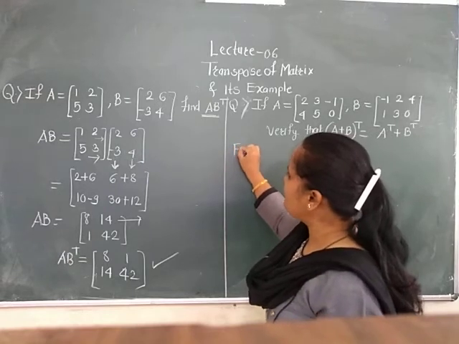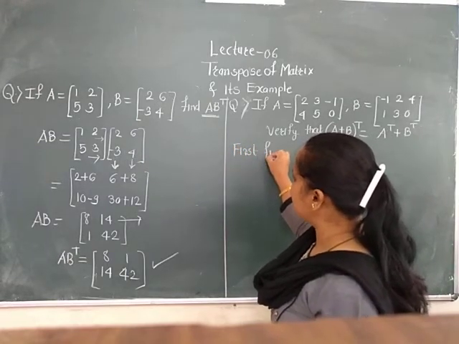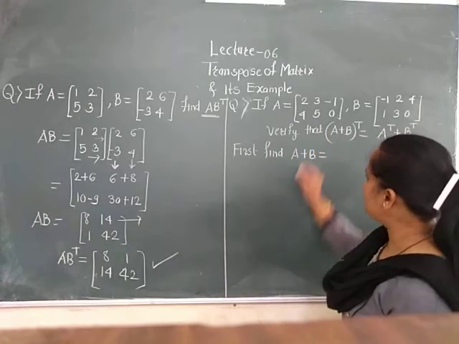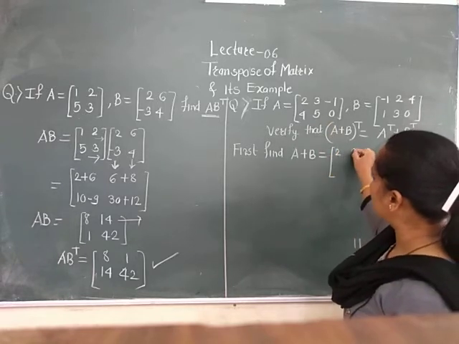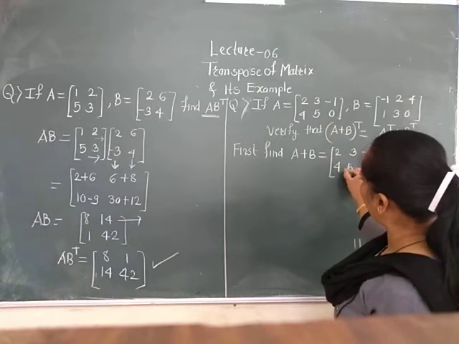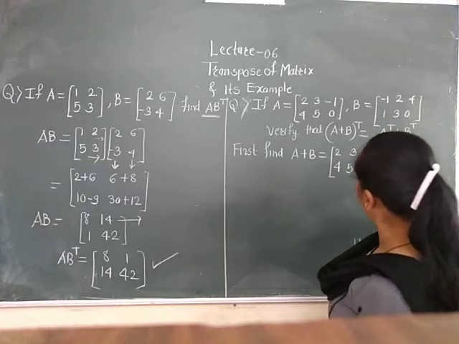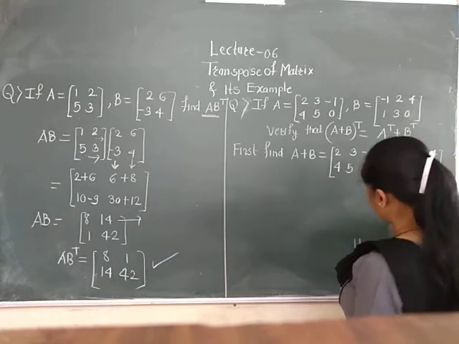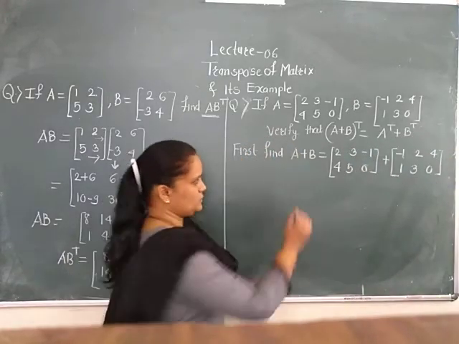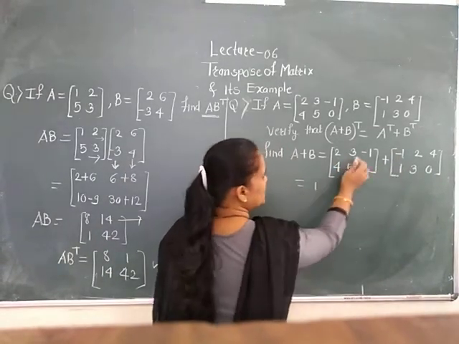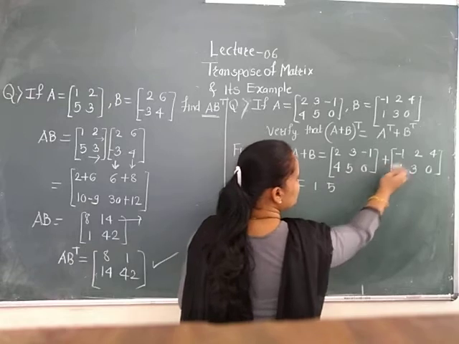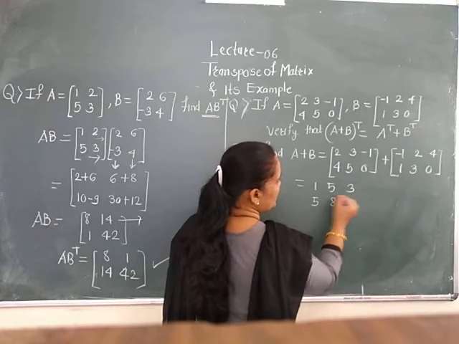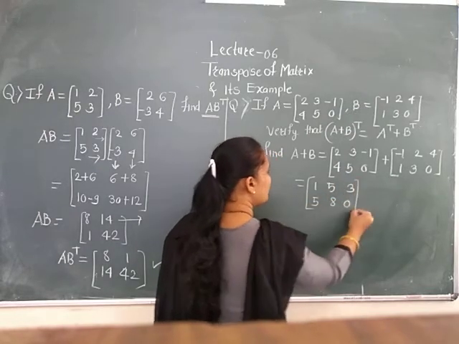So, first, what will we do here? First, find A plus B. Okay, A plus B is, I will write here A: 2, 3, minus 1, 4, 5, 0, plus B matrix, which is minus 1, 2, 4, 1, 3, 0. Now add them: 2 minus 1 is 1, 3 plus 2 is 5, minus 1 plus 4 is 3. Now second row, 4 plus 1 is 5, 8 and 0. This is our A plus B.